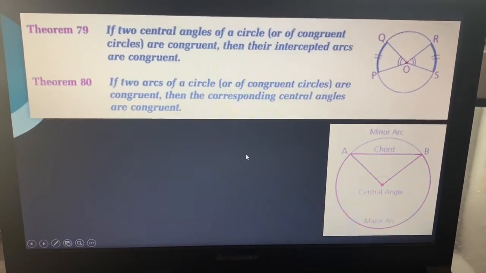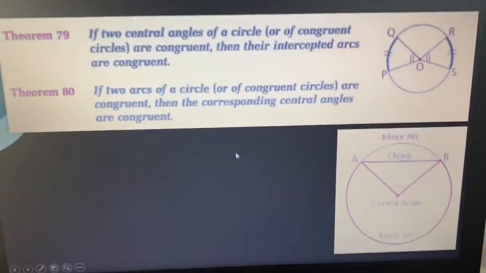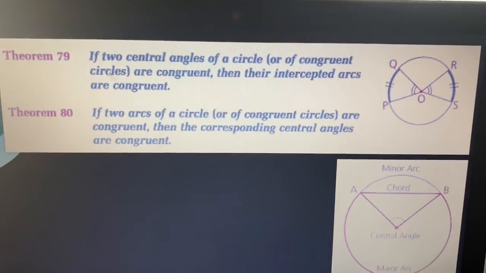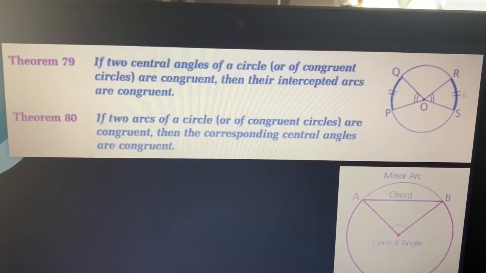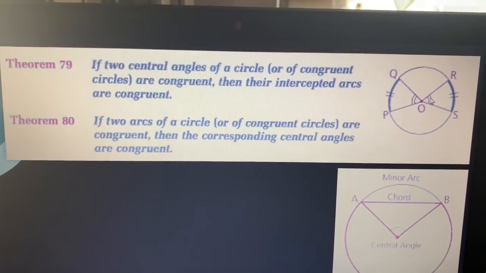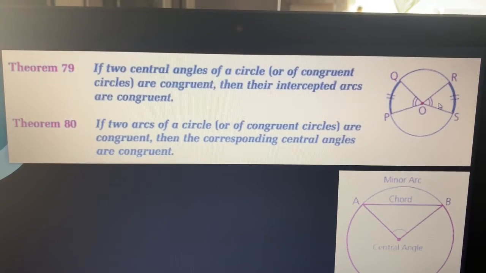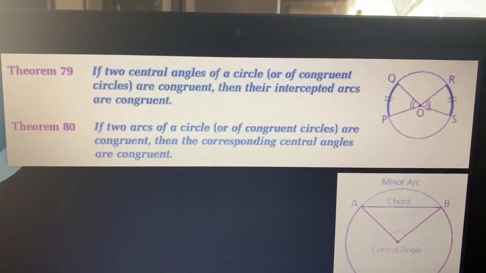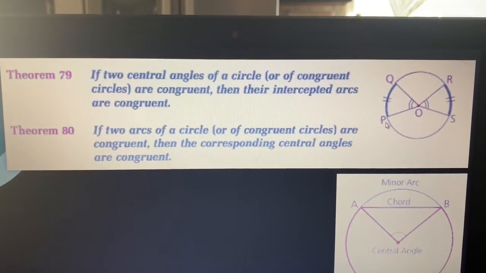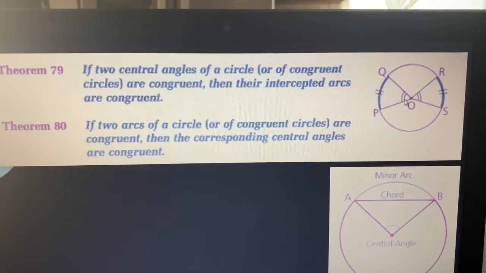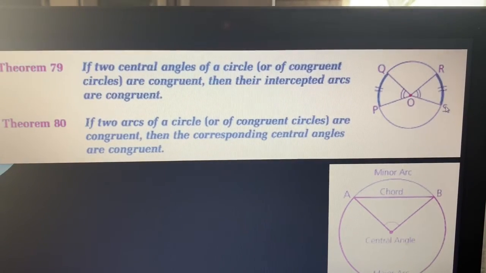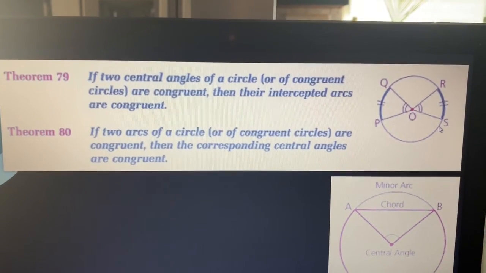A couple of theorems for you. These theorems are related. They're kind of paired together. First, if two central angles of a circle are congruent, so in this one circle here, notice they're both central angles. If these two angles are congruent, then what does that mean? It means that the arcs the angles intercept must be congruent. And so if these tick marks indicate these angles are congruent, that means that arc PQ is congruent to arc SR. Now the reverse of that is true as well.